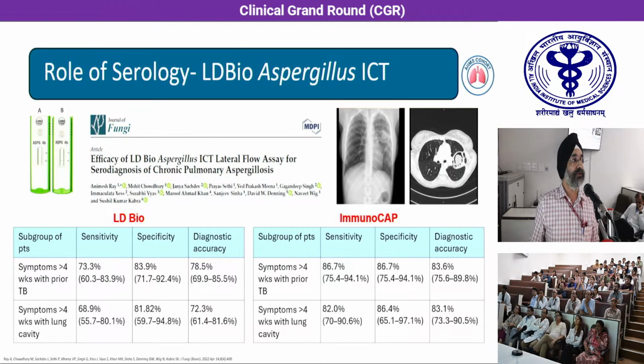So we also had an opportunity to evaluate this point of care lateral flow assay, which was brought into the market way back in 2018 and 19. We compared it with the current gold standard, which is Immunocap, and it showed reasonable specificity of around 83%. However, in patients with a prior history of TB or any lung cavity, the sensitivity was on the lower side. So, having low sensitivity, it cannot be used as a rule-out test. And in patients where there is high suspicion of CPA, negative tests had to be confirmed with an Immunocap.